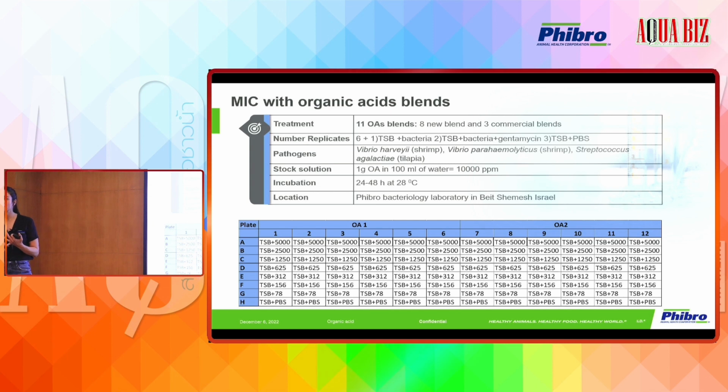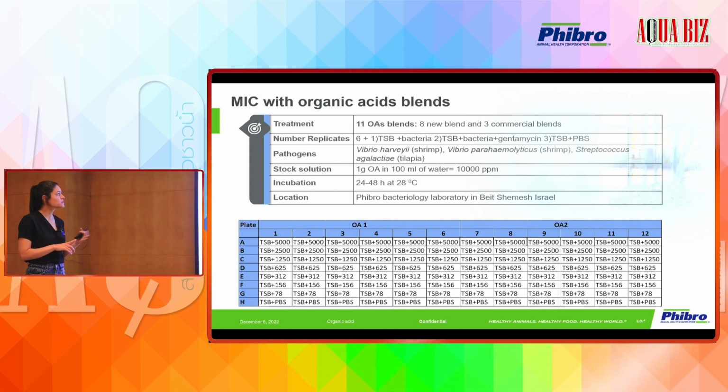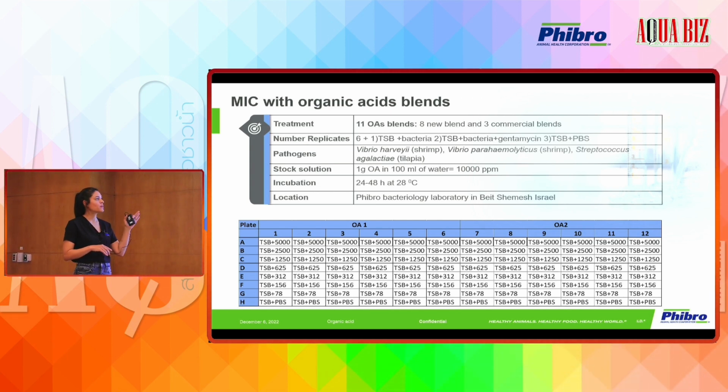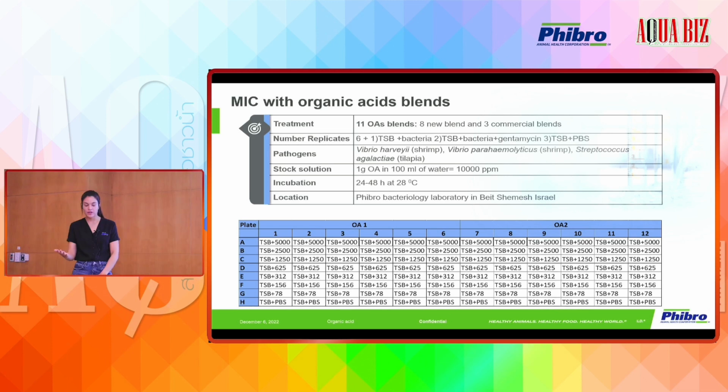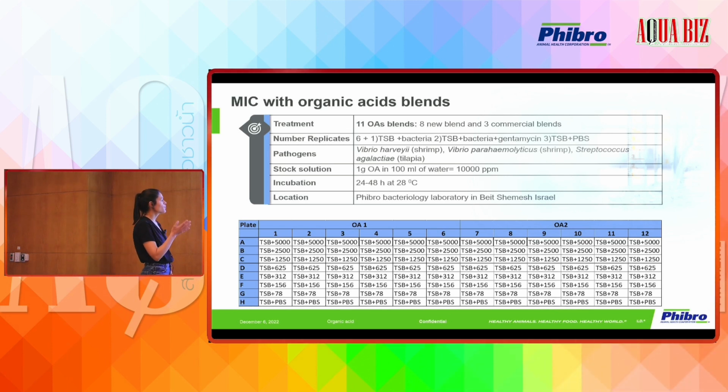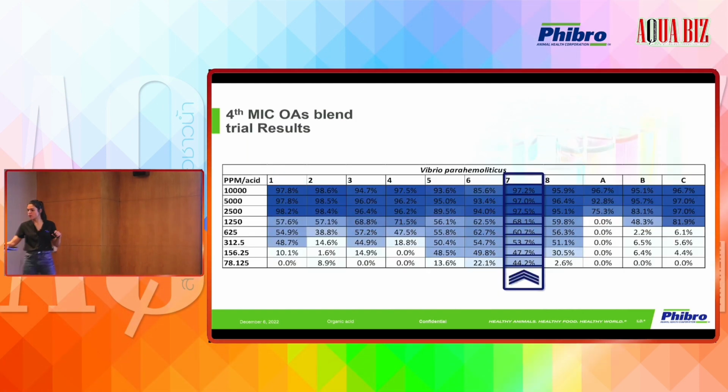We examined 3 different aquaculture pathogens. We looked at Vibrio harveyi, Vibrio parahaemolyticus, and Streptococcus agalactiae. And then we started with a stock solution of 10,000 ppm. Now, 10,000 ppm is equivalent to 10 kg per metric ton of feed. The incubation time ran between 24 and 48 hours, depending on the pathogen. And we conducted this trial in Phibro's bacteriological laboratory in Bet Shemesh. This is a new laboratory of ours.